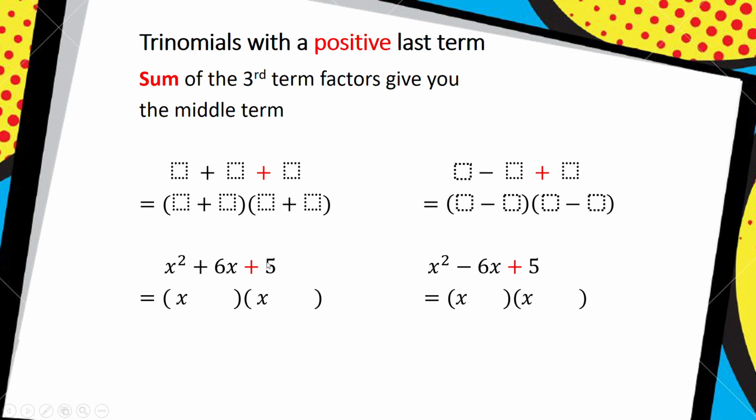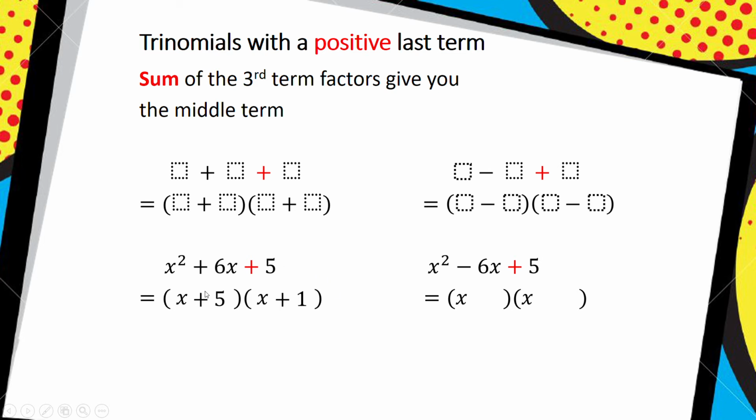Then I've already said to you, factors of 5 that when I add them I get positive 6. Well, that will be 5 and 1, because 5 plus 1 gives me 6. You'll notice that if that last term is a positive, I'm either going to have two pluses in my brackets, like I did in this case, or I'm going to have two minuses in my brackets, like what I'm going to get here, and I'll show you how I do it.